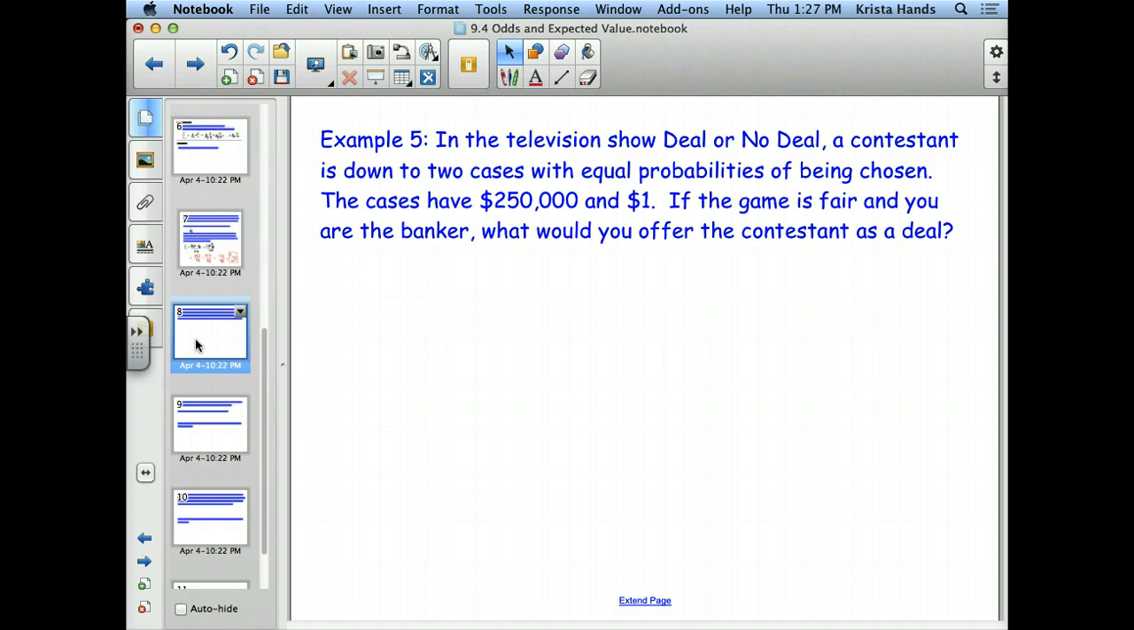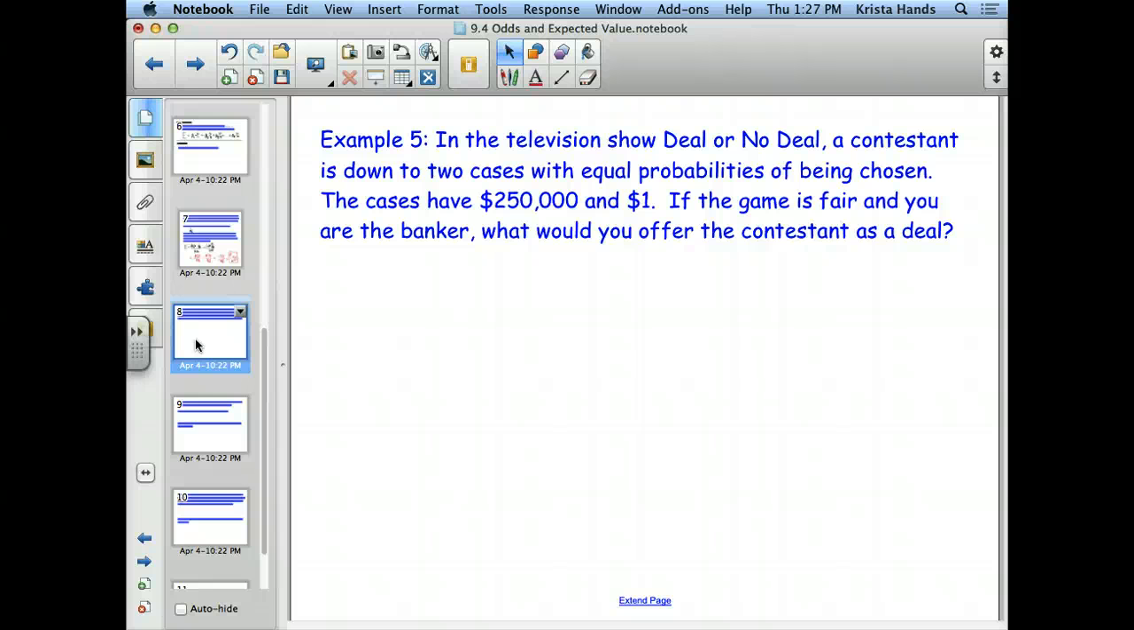Have you seen Deal or No Deal? Yes. Okay, so here's an example of Deal or No Deal. In this television show, a contestant is down to 2 cases with equal probabilities of being chosen. One case has $250,000 in it. The other case has $1 in it.